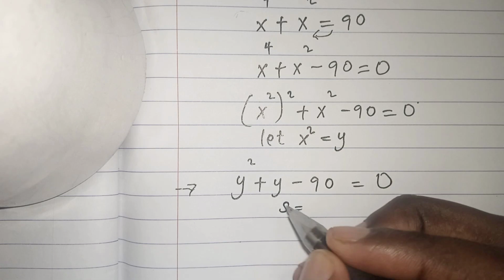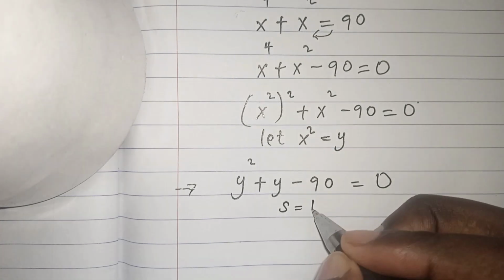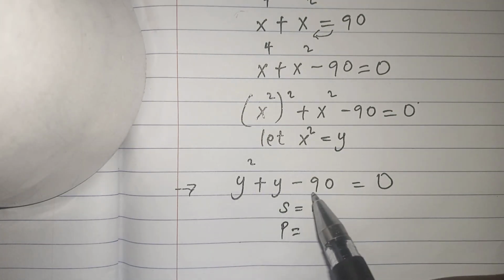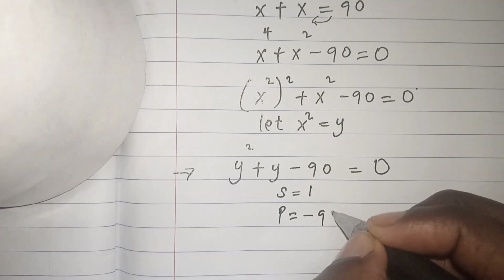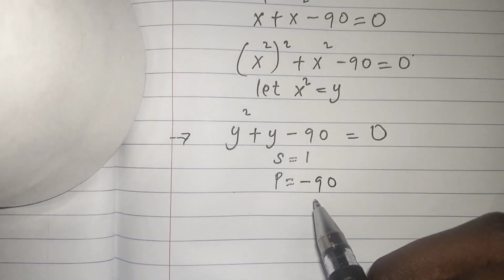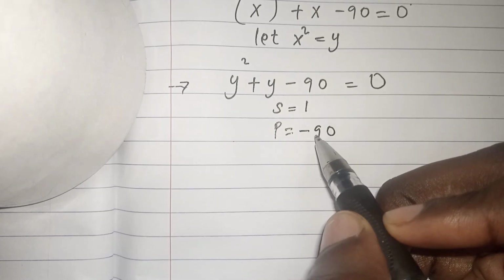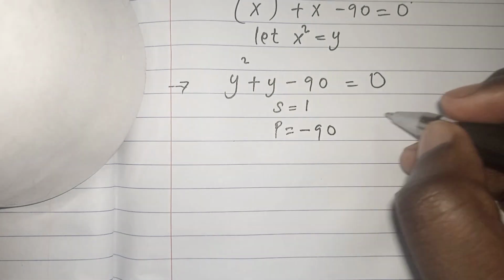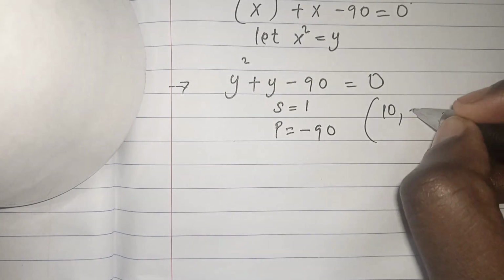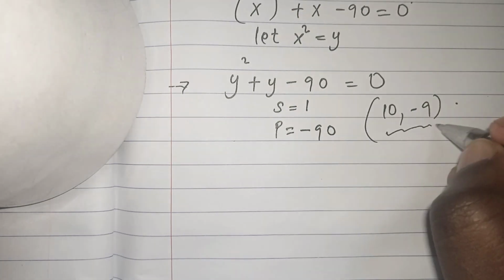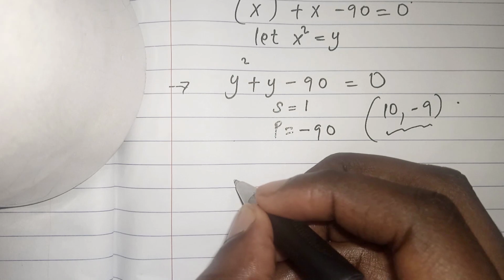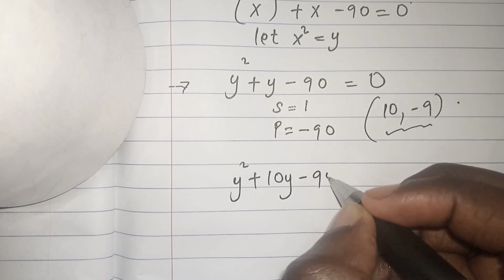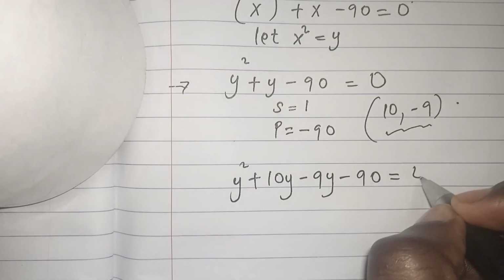Whereby our sum is the coefficient of y, which is 1. Our product, we are taking the coefficient of y squared, which is 1, and our constant negative 90. So this gives us negative 90. We shall then look for two numbers. Their product should give us negative 90, and their sum should give us 1. So these two numbers are 10 and negative 9. So we shall substitute these numbers in our quadratic equation. So y squared plus 10y minus 9y minus 90 is equal to 0.